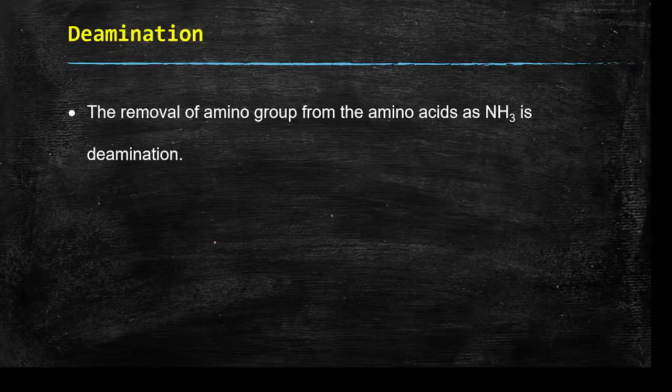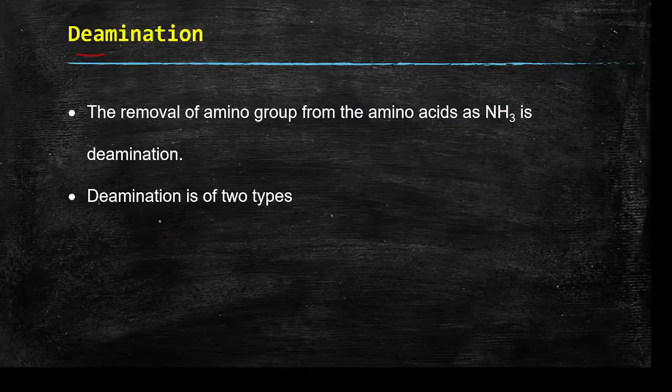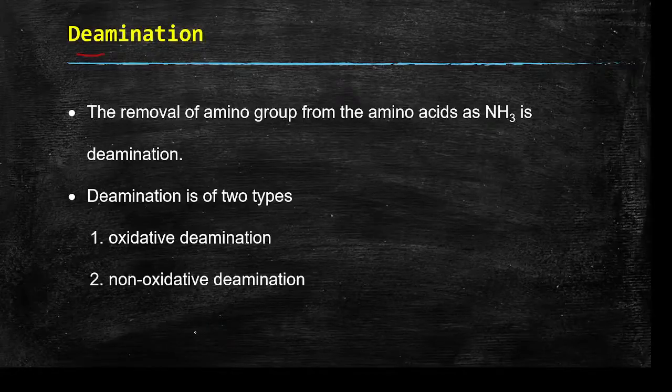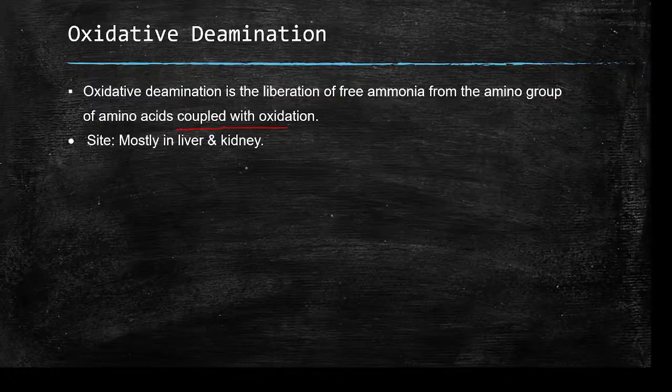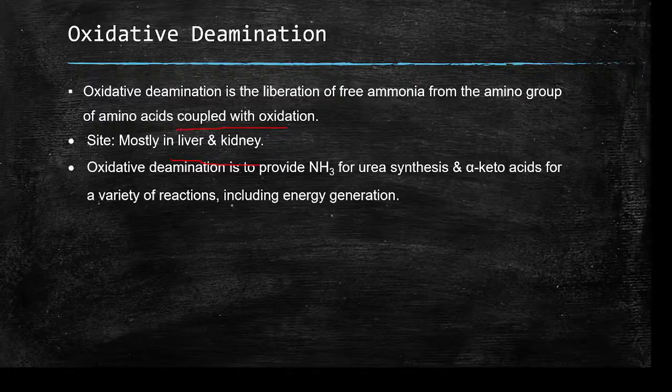Okay. So the next thing is deamination. Deamination, the name itself suggests, is the removal of amino group from amino acid. Okay, so deamination is of two types: oxidative deamination and non-oxidative deamination. Oxidative deamination is the liberation of free ammonia from the amino group of amino acid. So this is coupled with oxidation. So this happens mostly in liver and kidney. And the role of oxidative deamination is to provide ammonia for urea synthesis and alpha keto acid for a wide variety of reactions, including energy generation.